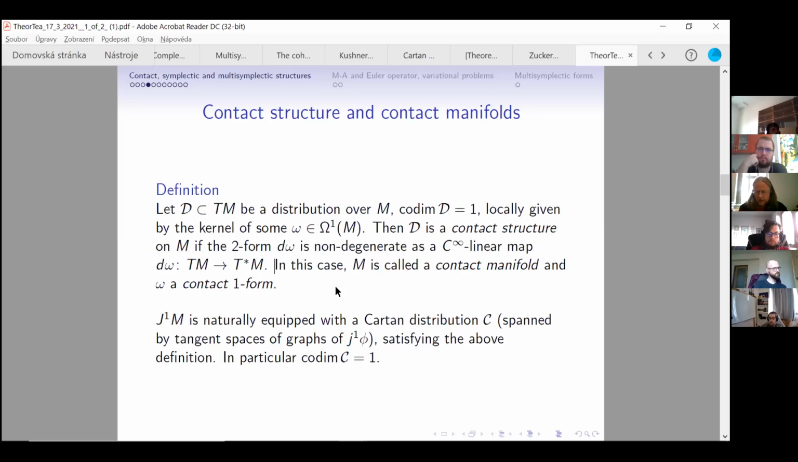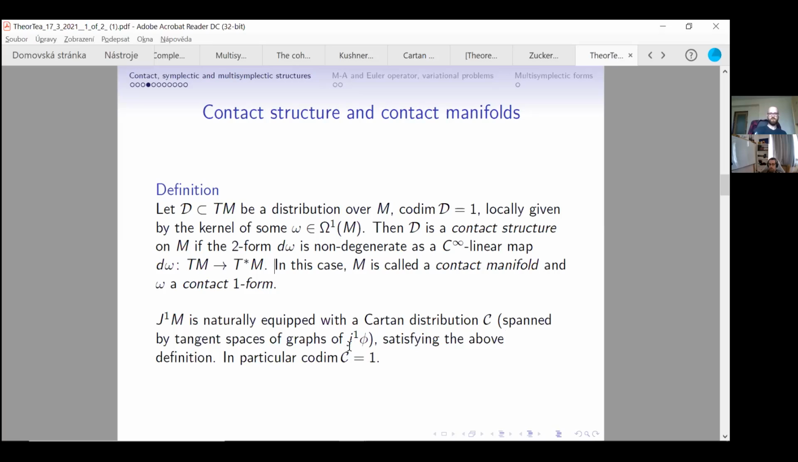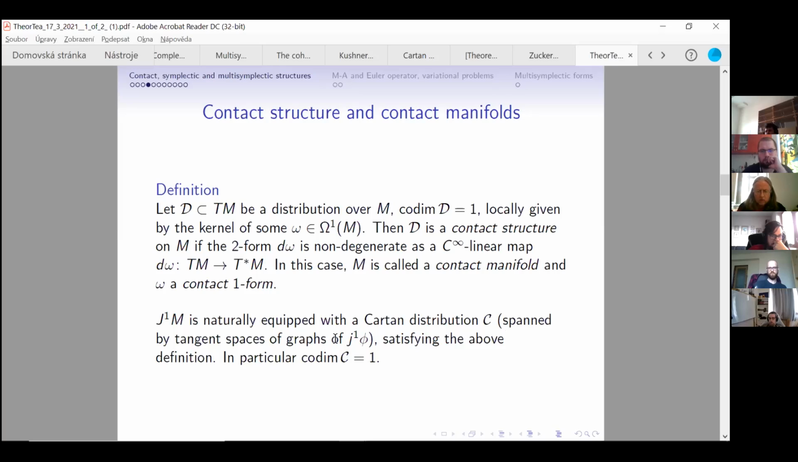What's the difference between a Cartan distribution and a distribution? Well, a Cartan distribution is a specific distribution, right? In the same sense as a contact distribution is a specific distribution. Okay, so what's the definition of a Cartan distribution? A Cartan distribution is something which is spanned by tangent spaces of graphs of all possible sections of J1 phi. But maybe a better way of seeing what the Cartan distribution is is by the description of the form that describes the distribution. Yeah, because this will be, I think, much more familiar.